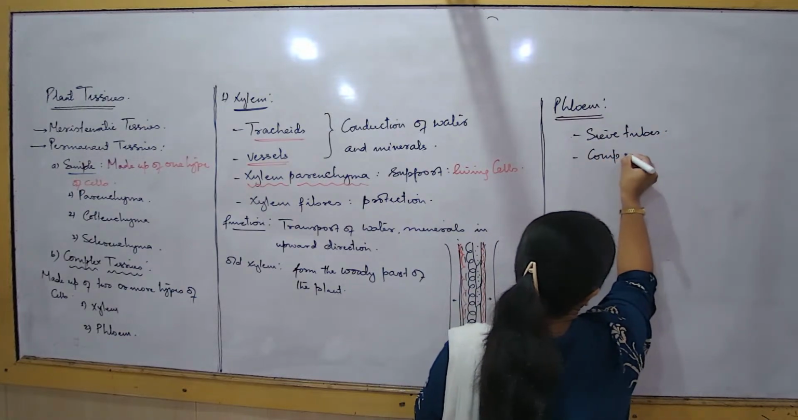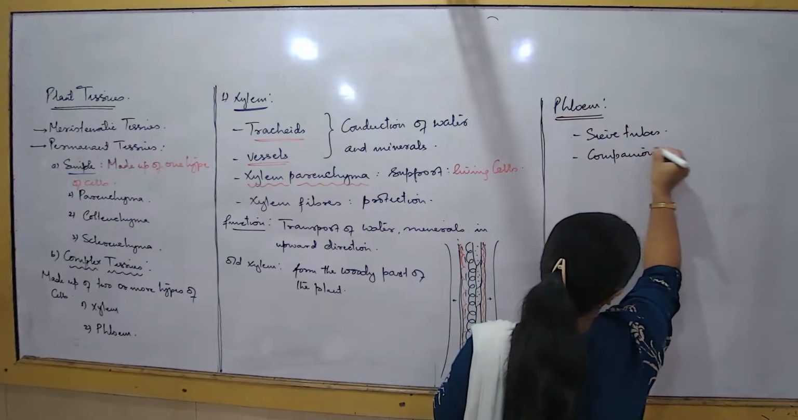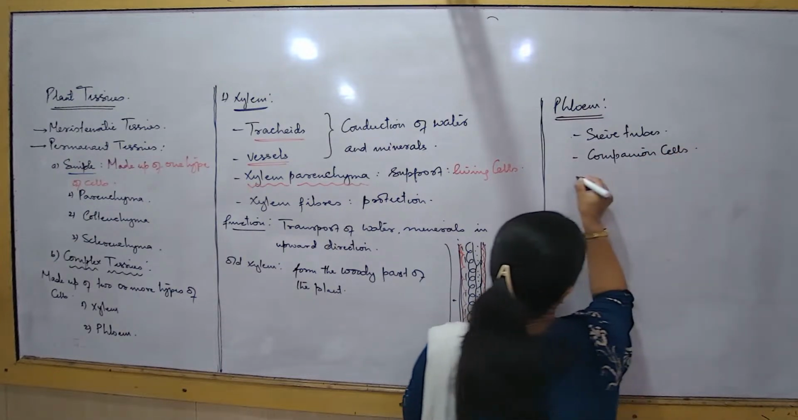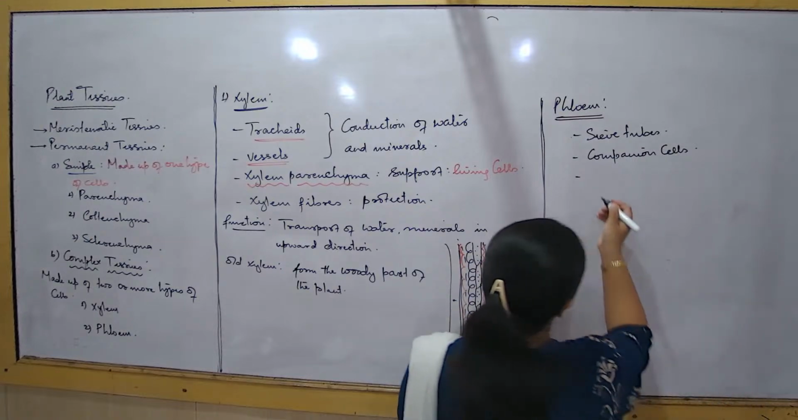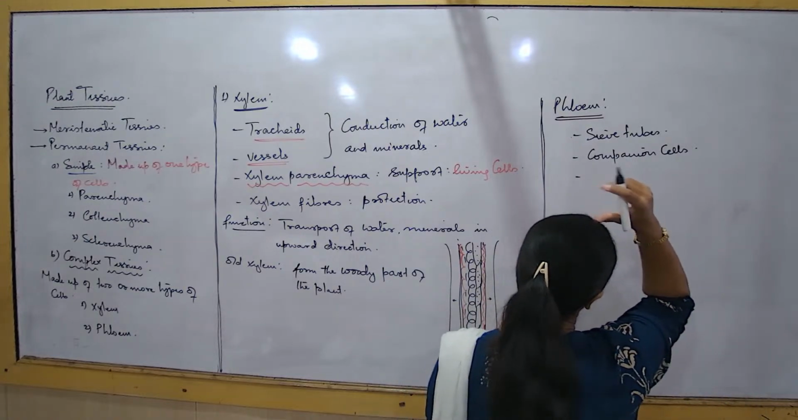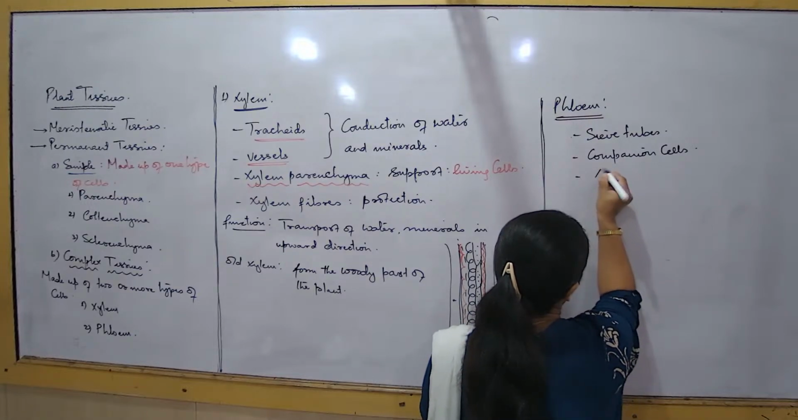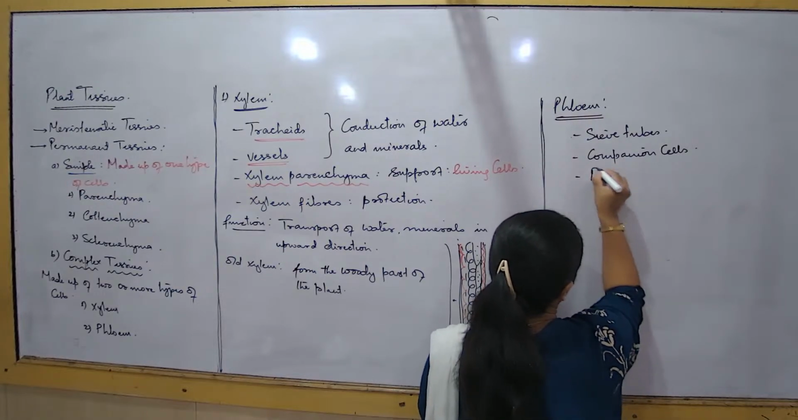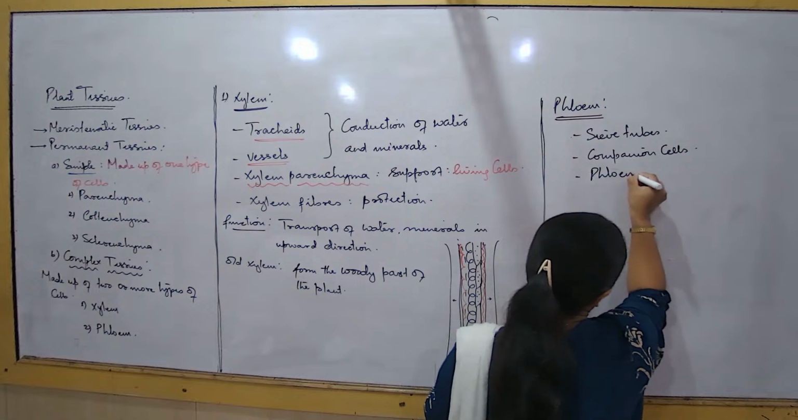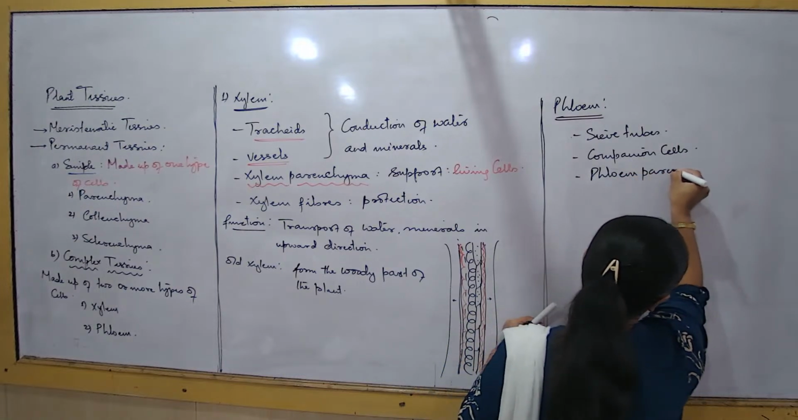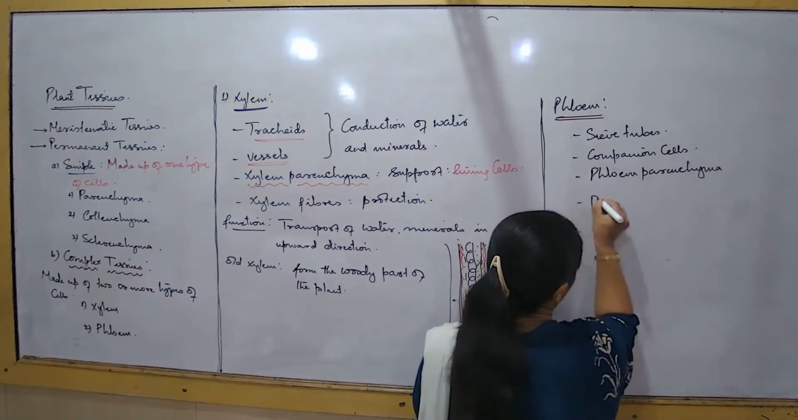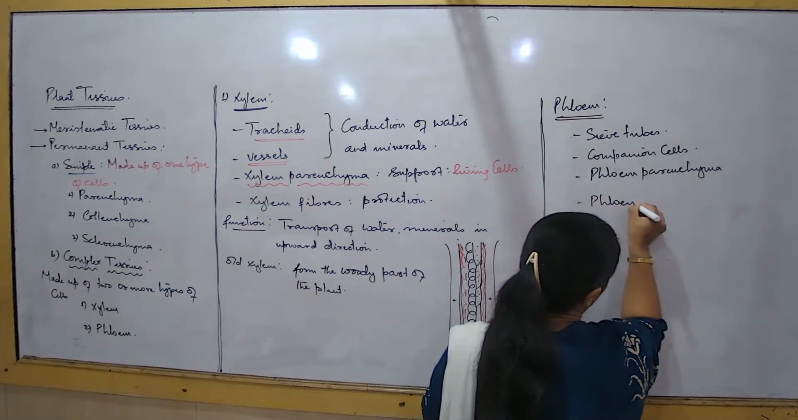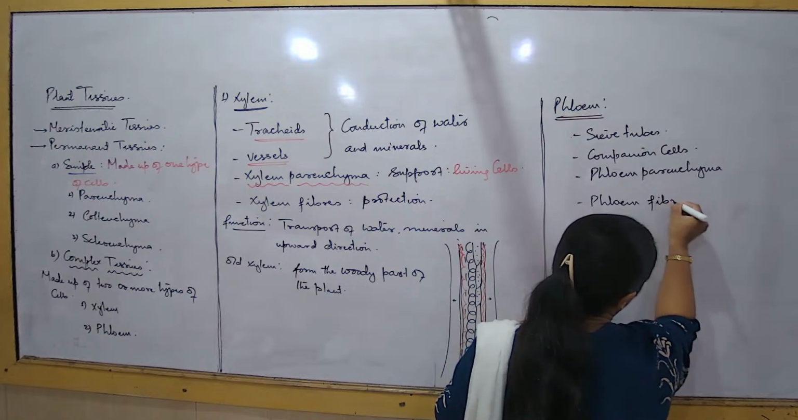They are made up of sieve tubes, companion cells, phloem parenchyma, and phloem fibers.